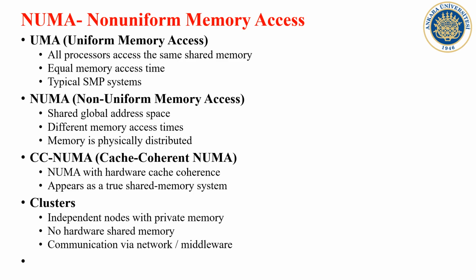Any sharing happens through the network, shared disk, and software layer. So, to summarize, UMA, NUMA, and CC-NUMA rely on hardware-based shared memory, while clusters rely on communication over a network. That's why CC-NUMA is much closer to SMP than to a cluster.